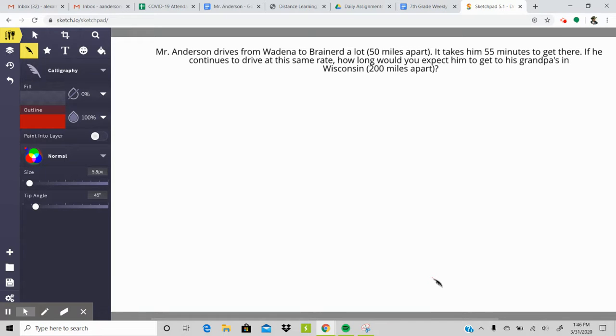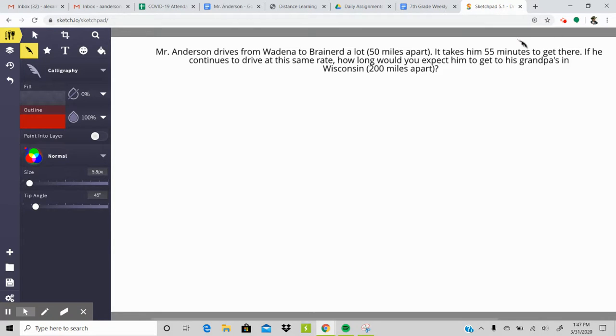Both of those numbers are roughly true from where I live. If I want to solve this using a proportion, the key indicator in this problem is that it says he continues to drive at the same rate. If you have the same rate, remember a rate is just a ratio and a proportion is two ratios that are equal to each other.